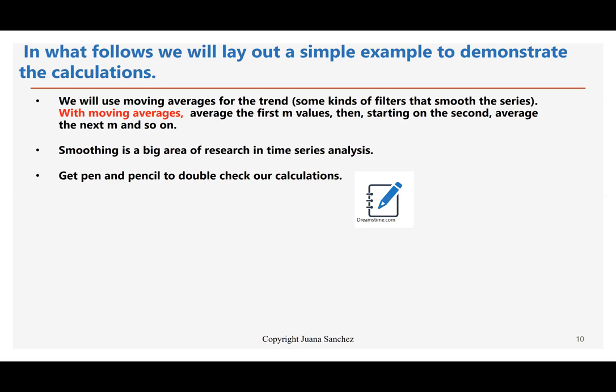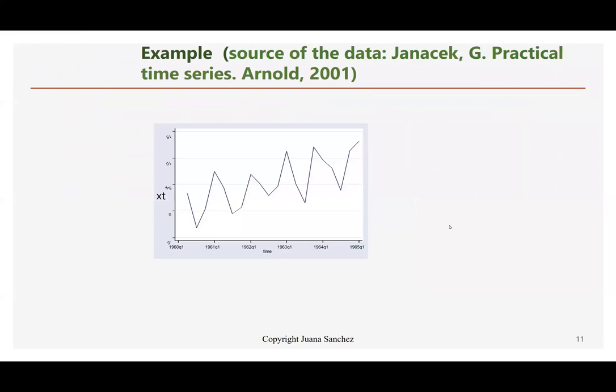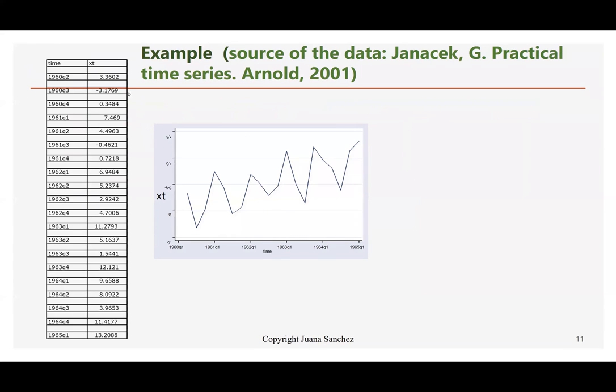So in what follows, we are going to lay out a simple example to demonstrate the calculations that are behind the decompose function. Smoothing is a big area of research in time series analysis, and moving averages are a big part of that research. So get pen and pencil to double check your calculations. The source of this data is a little book published in 2001 by Janacek, Practical Time Series. And it's just going to be acceleration values at different quarters.